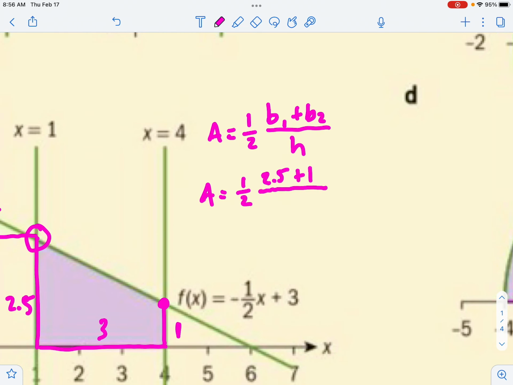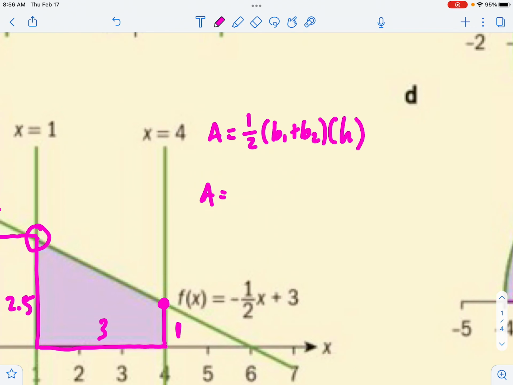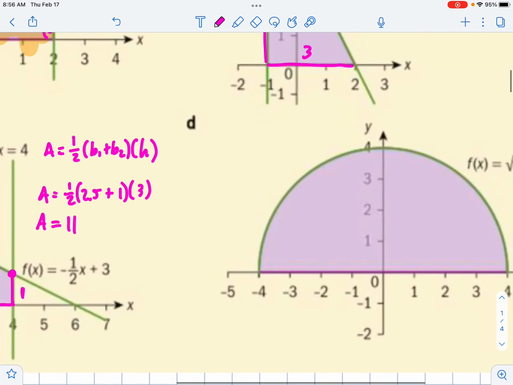Base 1 was 2.5, then plus 1, and the height was 3. Oh, wait, I think I'm messing up the original equation. Then it's 1/2 times base 1 plus base 2 times height. There it is. So 1/2 times (2.5 plus 1) times a height of 3. Grab a calculator for that one for sure. This is 5.25, the area of that trapezoid.